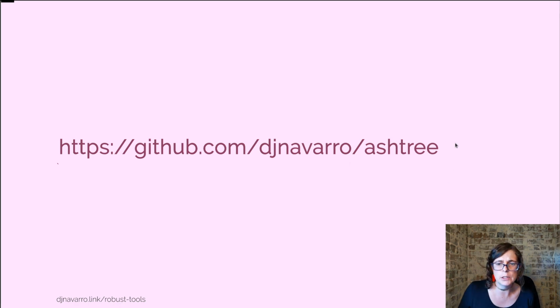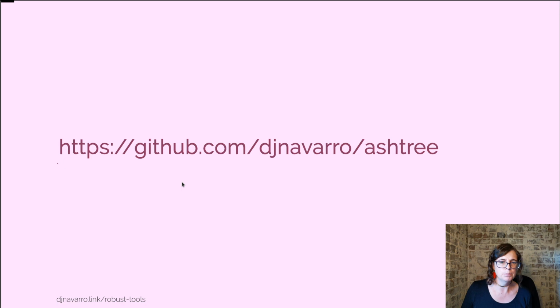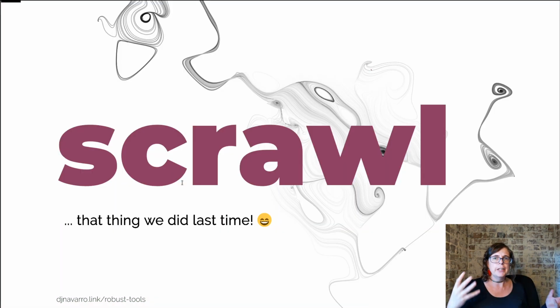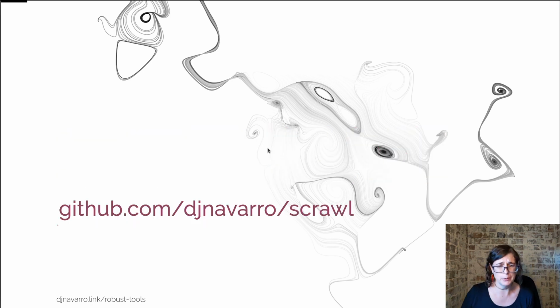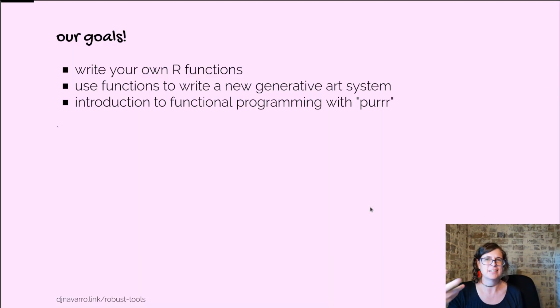All of this is available, if you want to see the code in its final state, up here at this GitHub repository for AshTree. Where we were at the end of the last art class was creating the scroll system that created these pretty pictures, which you really liked, but I didn't write any new functions when I created scroll. If you want to play with it, by the way, it is also up on GitHub.